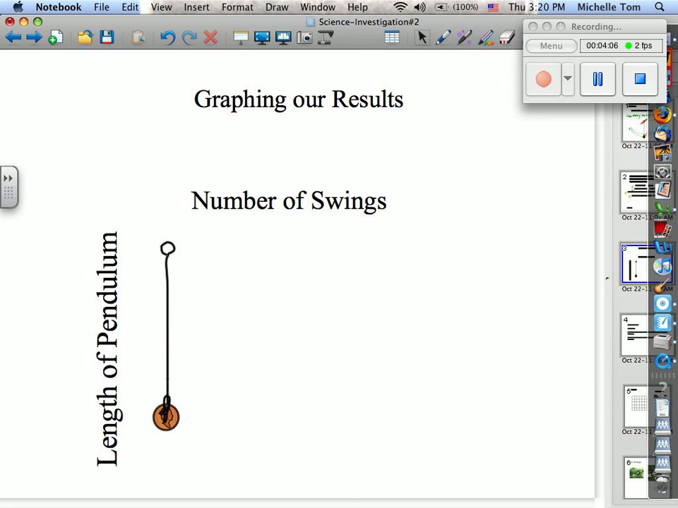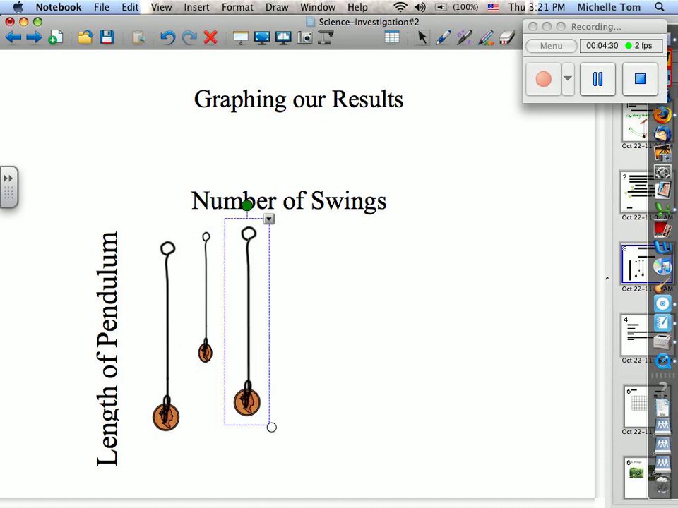What relationship did we discover exactly? Well, we graphed this by hanging up the pendulums next to each other based on the number of swings. We found out that the longer the pendulum, the fewer the number of swings. So when we hung all of our pendulums up, it started looking a little bit like this.